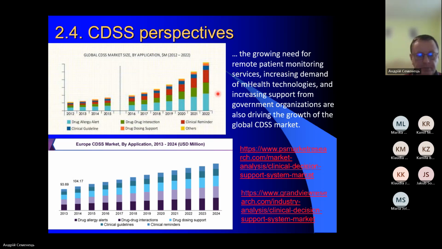So here it is. And here it was available: the global market, the European market. Here we have a prediction for next year, but we have an actually very steady growth each year.